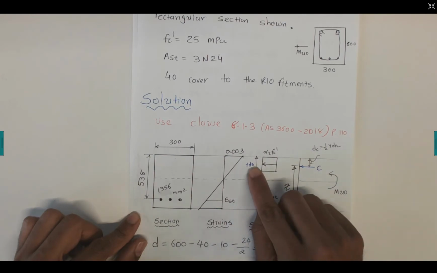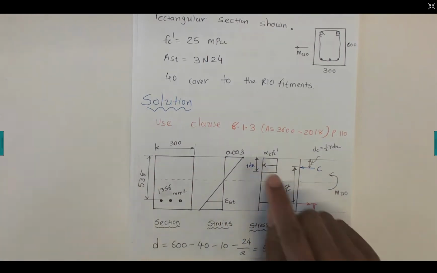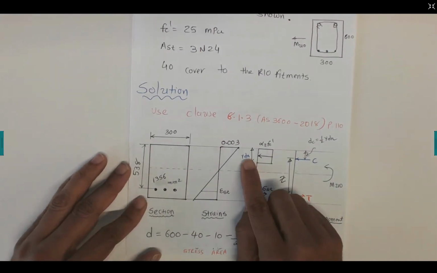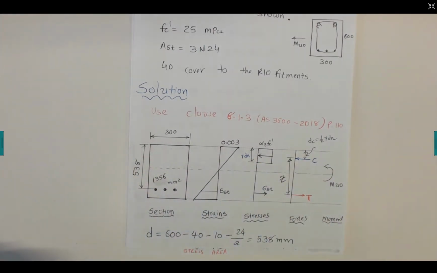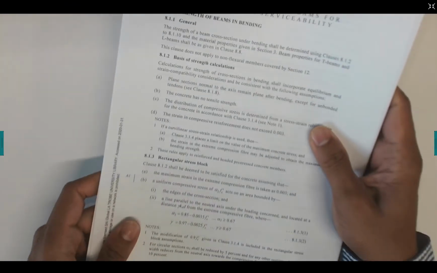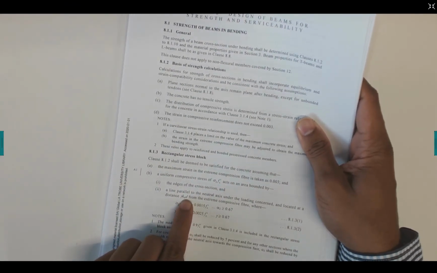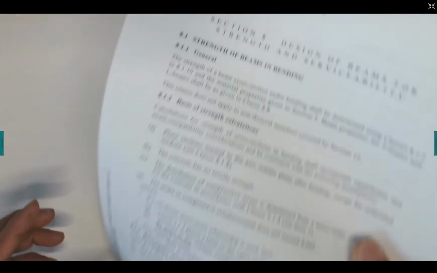Now dn is nothing but a value of ku times d. Okay, let me get that corrected. So this dn value is nothing but ku times d, and d is the depth of the section, which is 600 millimeters. So this dn represents kud.